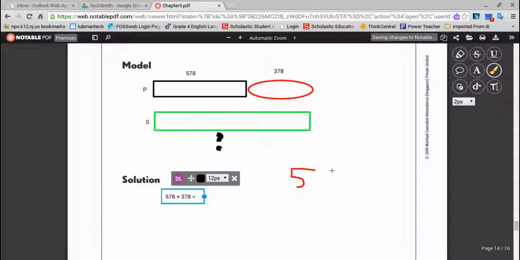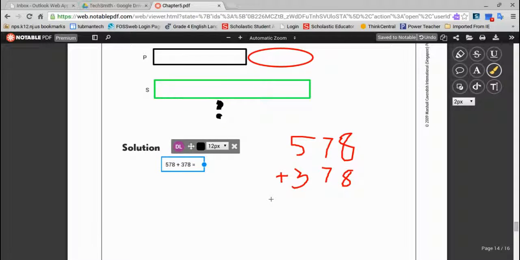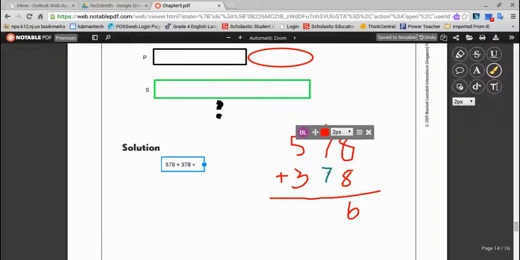Okay, so 578 plus 378. Okay, let's solve this. 8 plus 8, well, that gives me 16, carry the 1. 7 plus 7, well, that's 14, plus 1 more is 15. And then 5 plus 3, 5, 6, 7, 8, plus 1 more is 9. Okay, so now I know I have 956.